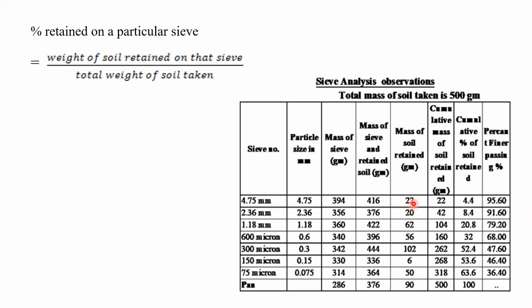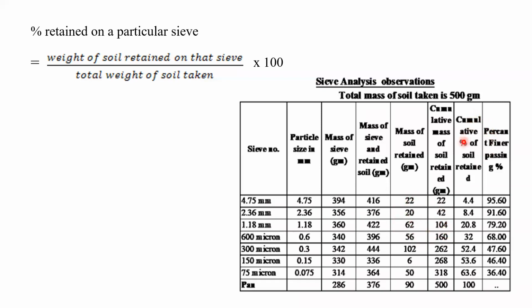So how can we find out the cumulative retained soil, and the cumulative percentage retained? You can see here, suppose on the first sieve 22 grams is there. On the second sieve, how can we find out? We shall add these two values: 22 plus 20 is equal to 42. Similarly, for the cumulative retainment at these sieves, these three we shall add and write here. Similarly, at this sieve, the cumulative retainment, we shall add all these values.